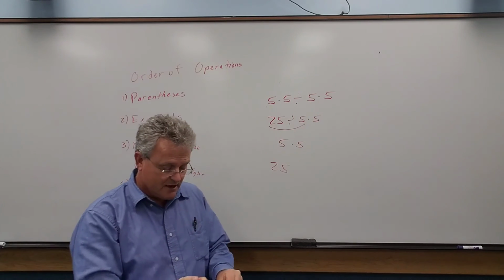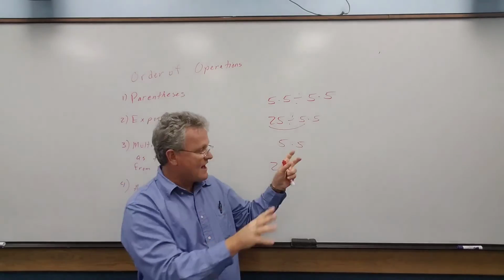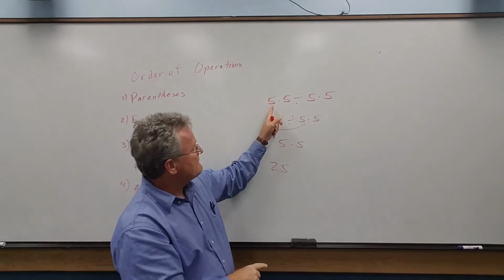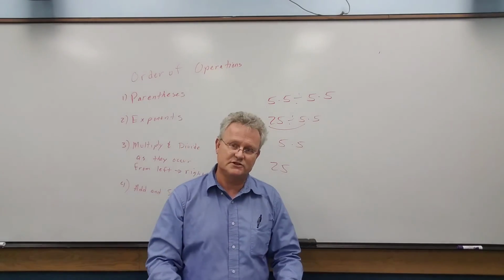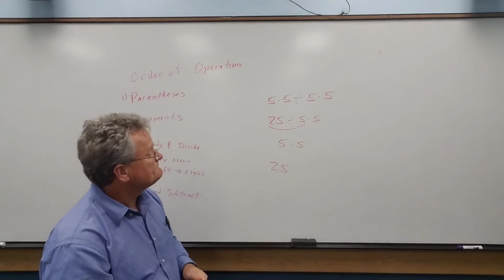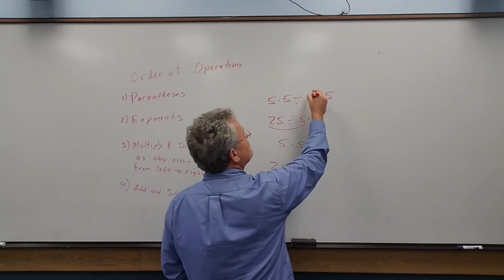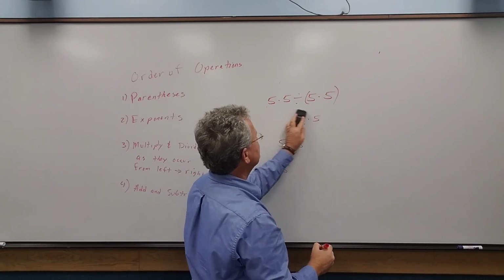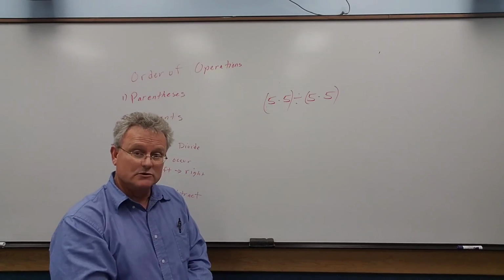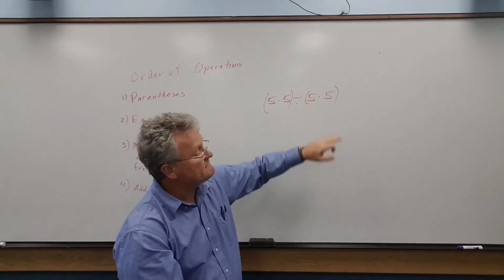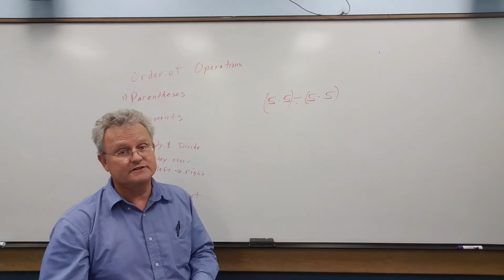And if you type it into your calculator without plugging in parentheses, 5 times 5 divided by 5 times 5, and press enter, you're going to get 25. If I plug in parentheses here like this, it is now equal to 1. This is 25 divided by 25, and that is equal to 1.